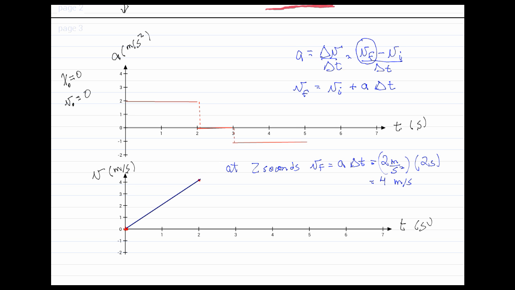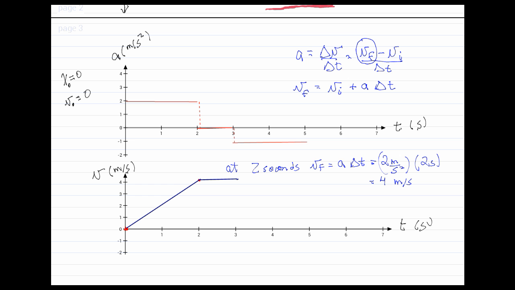Okay, so next we go from 2 to 3. If we look at 2 to 3, the slope of this line is 0. That means the acceleration is 0. If the acceleration is 0, the velocity is not changing. So in this interval from 2 to 3, we actually have constant velocity, like that.